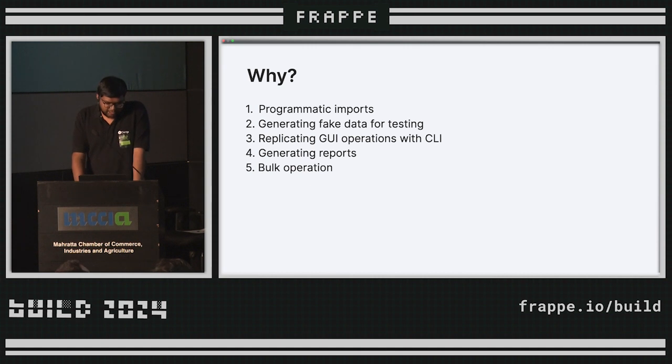Then there will be a scenario where you build some function and you want to test that function, and for that you require some fake data. For that also you can create a custom command. Replicating GUI operations with CLI can be another use case.